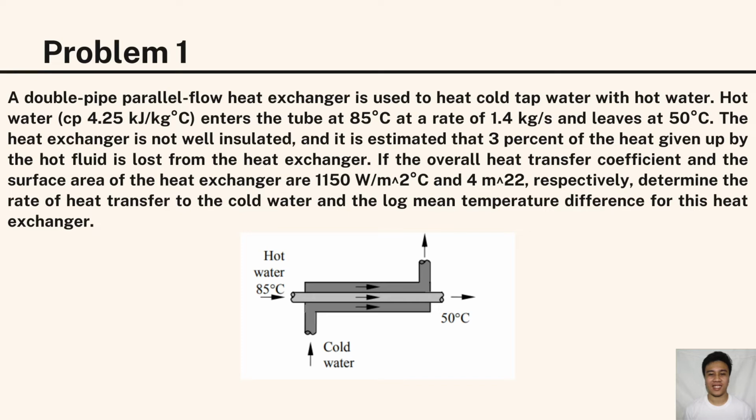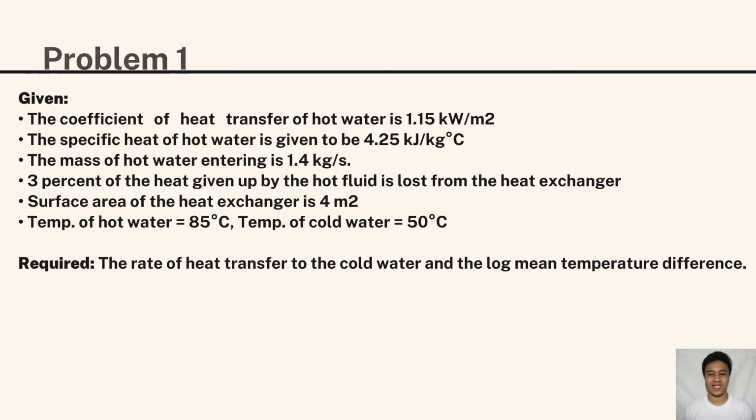If the overall heat transfer coefficient and the surface area of the heat exchanger are 1,150 watts per square meter degrees Celsius and 4 square meters respectively, determine the rate of heat transfer to the cold water and the log mean temperature difference for this heat exchanger. So we're going to use Polios method in solving the problem.